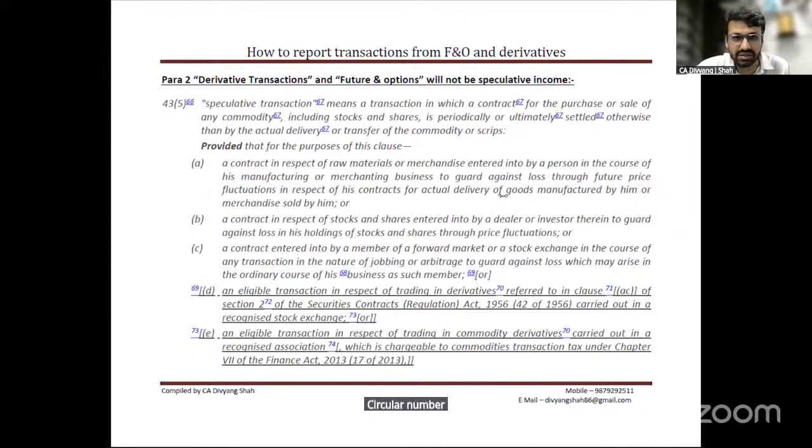If readily available, I'll also share on the screen the last circular number. I think Senki is available. Senki, can you share the copy of the circular in the group? It will be a great help for me.